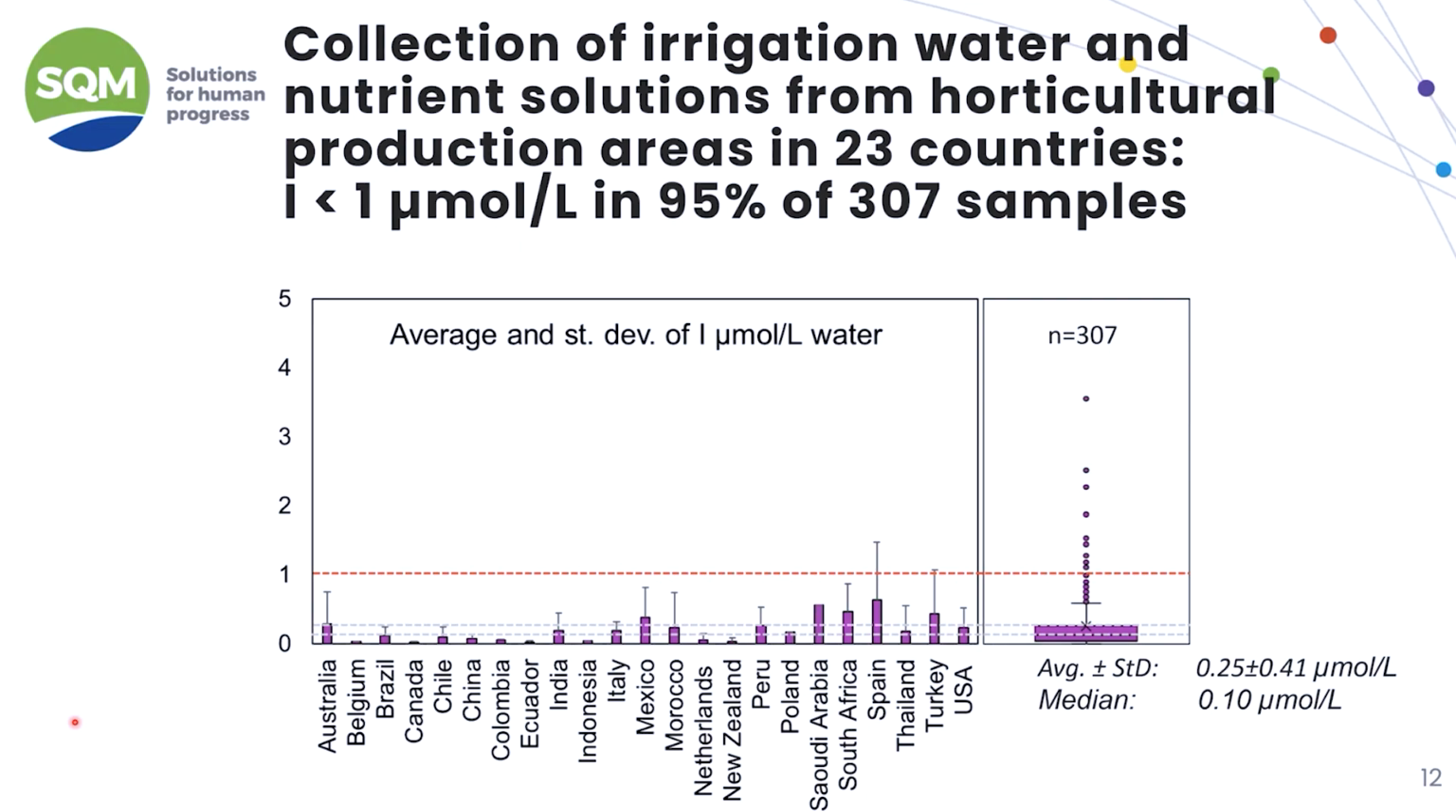So what we did is we looked at sources of irrigation water in a lot of horticultural areas around the world, with the focus on those with some arid regions or horticultural crop production under protection, so in greenhouses or shade houses or tunnels. And this was done in 23 countries with a total of 307 samples.